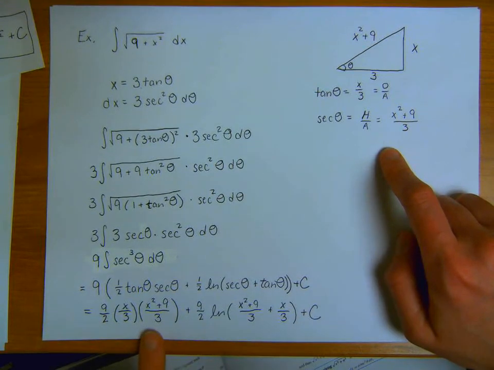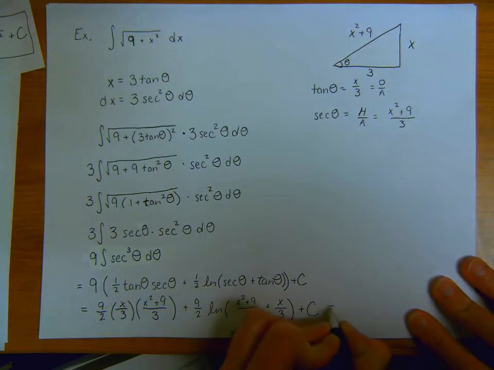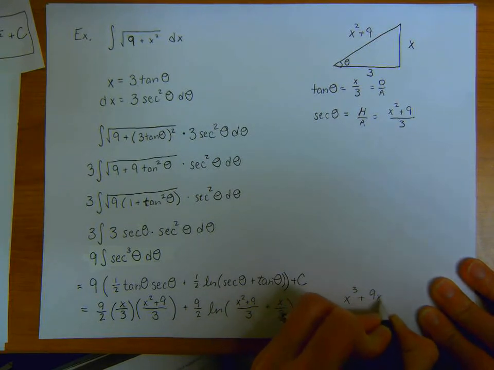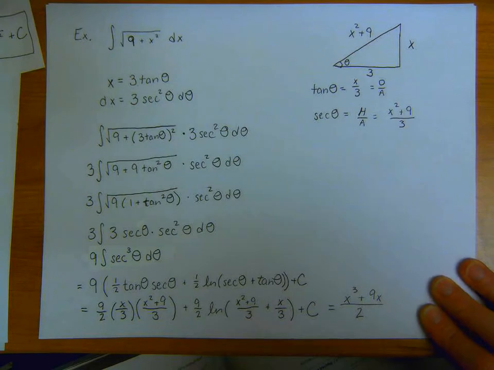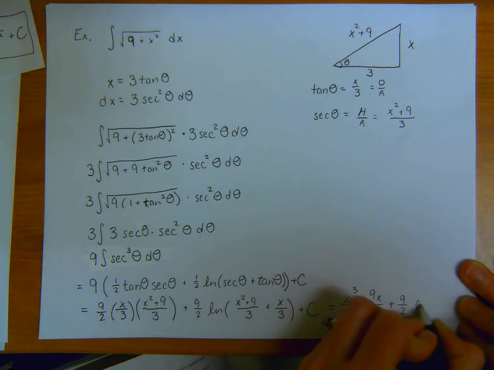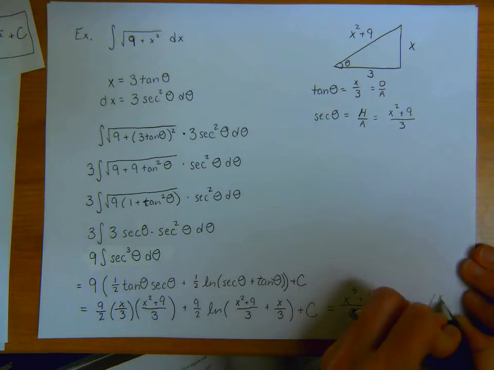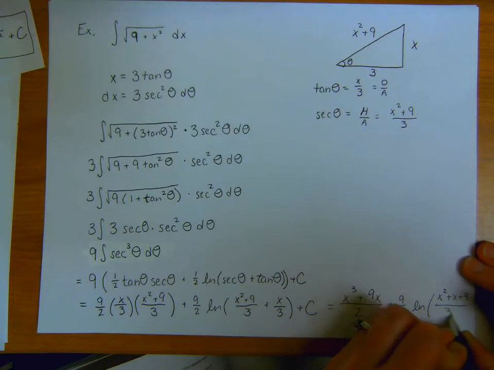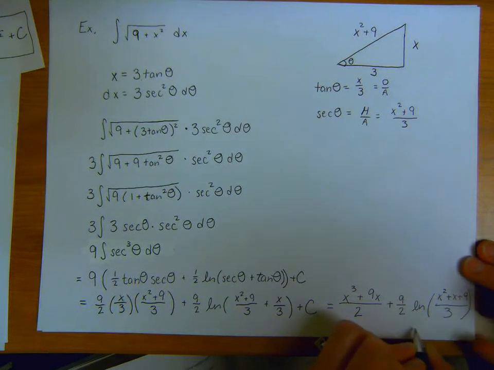And I can simplify this slightly. Notice that the 9 is divided by 3 times 3, and I can do the distributive property, so my first term ends up being x to the third plus 9x all over 2, plus 9/2 times the natural log of the square root of x squared plus 9 plus x, all over 3, plus c.